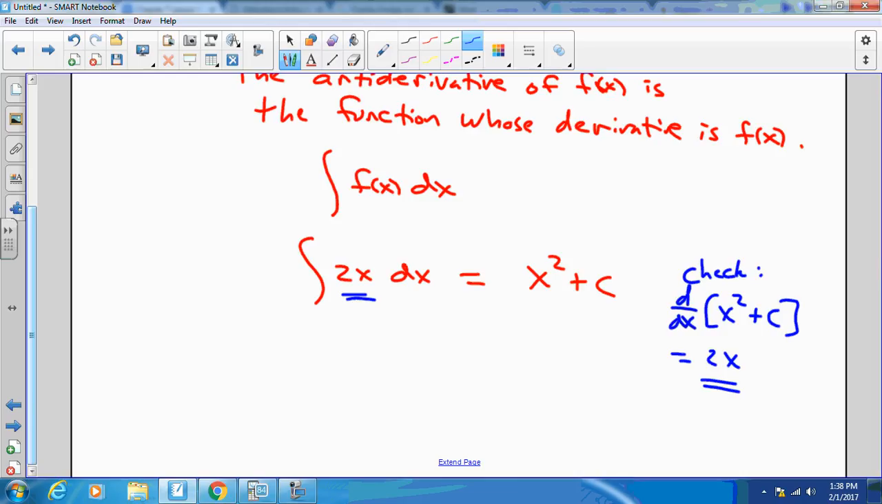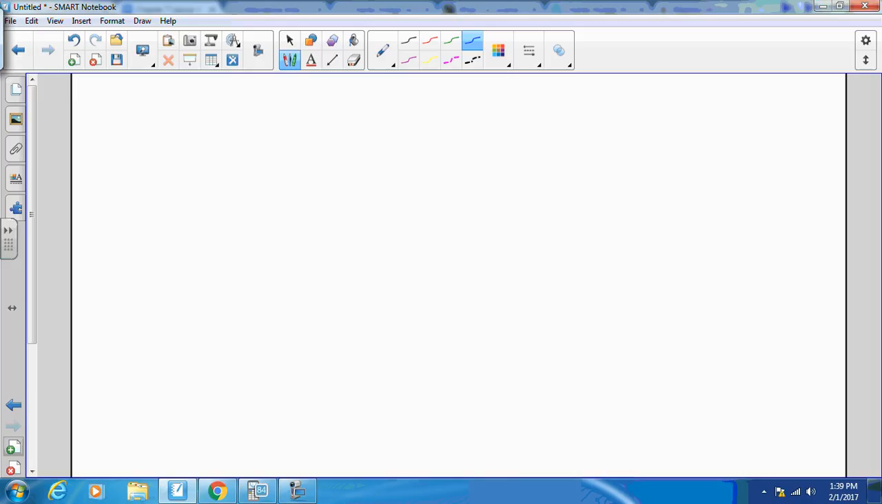Good question. Could we have different variables in there? At this level, no. Later on, we might consider the possibility of doing some substitution or something like that, but for now, the variable must be what it is. Okay? Good question.